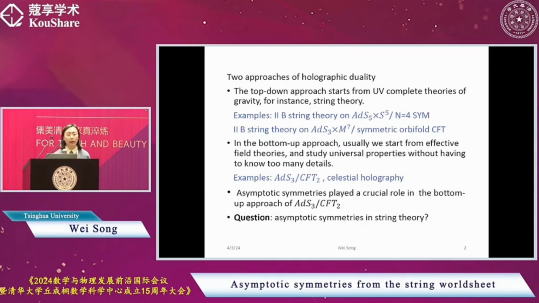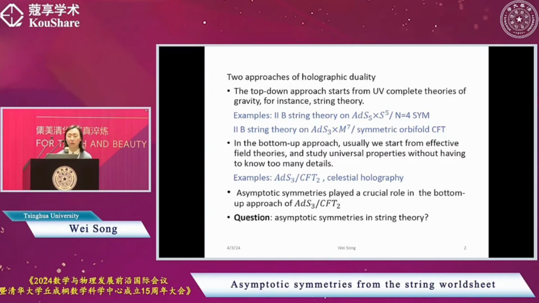And there are many examples using this idea. One is the bottom-up approach of the AdS3/CFT2 correspondence. And recently, there is also an attempt to study flat holography, under the name of celestial holography. And in the studies of this bottom-up approach, asymptotic symmetries played a crucial role, and it is very useful in setting up the duality.